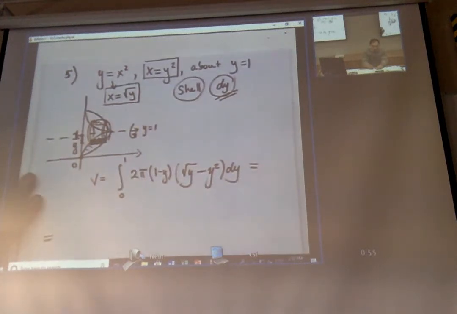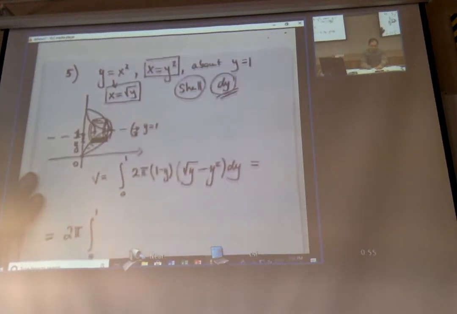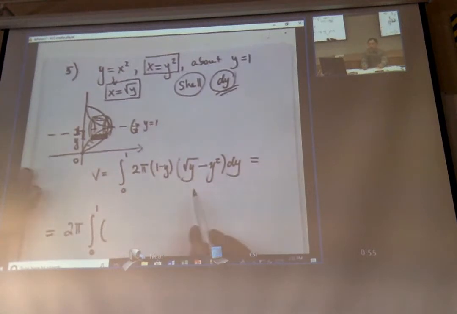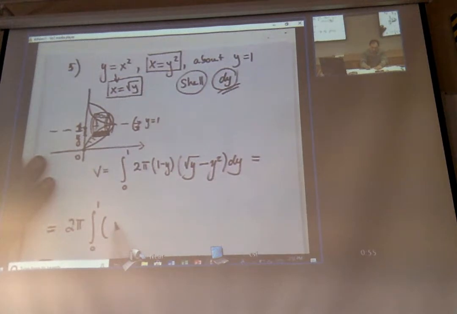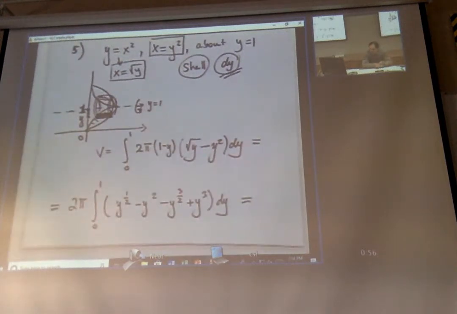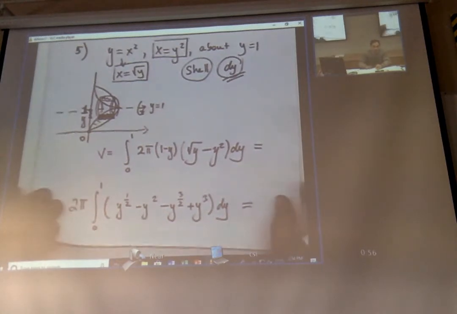So let's work with this. 2 pi will go outside. Then we have the integral from 0 to 1. We have to open parentheses here, and we're going to keep exponents. So this will be y to 1 over 2 minus y squared minus y to 3 halves plus y cubed dy. So just opening the parentheses. The bad news, there's nothing to cancel. But good news, it's easy to find the antiderivative.